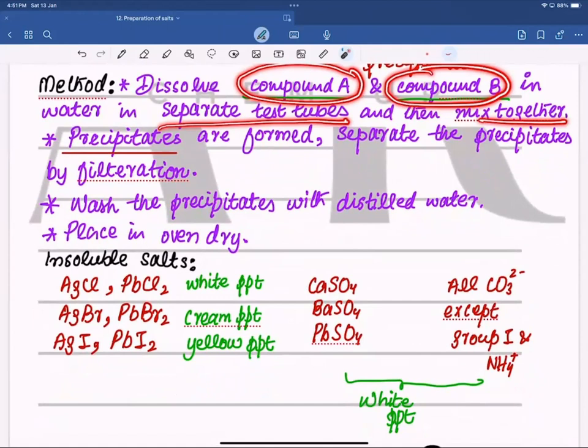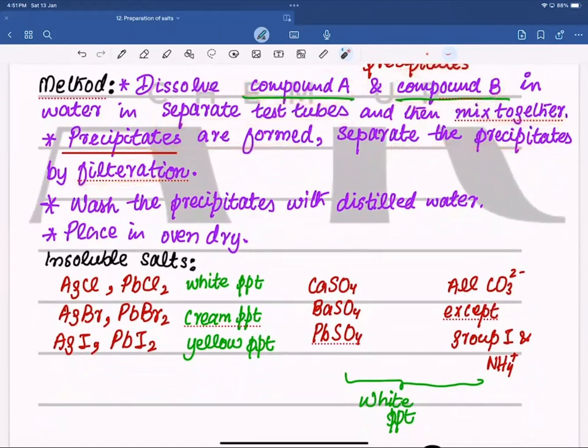On mixing, the precipitates are formed. Then we separate those precipitates by filtration. Then we wash the precipitates with distilled water to remove any impurities from them, and then place them in an oven to dry. Okay, so its method is very easy.